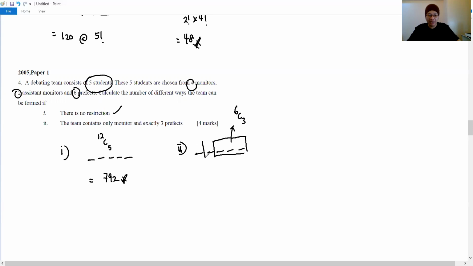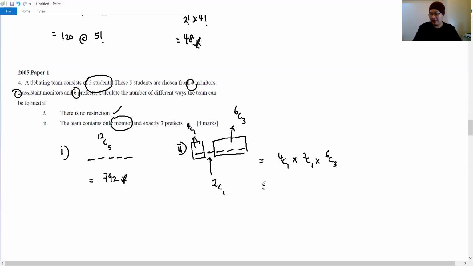Second, we have 1 place here for monitor. Only a monitor. 1 monitor we must put here. So how many monitors do we have? We got 4 monitors here. So 4 choose 1. Now, the last place is for assistant monitor, right? So how many assistant monitors do we have? 2. How many places available? Only one. So 2C1. So the final answer will be 4C1 times 2C1 times 6C3.